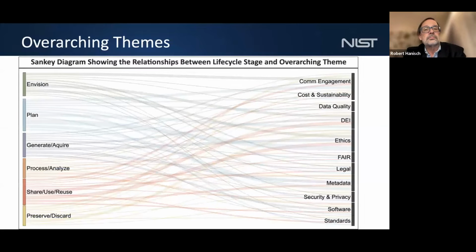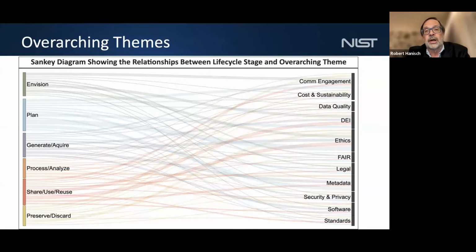Next slide. Here's just to give you an idea of some of the overarching themes and how they map to the various life cycle stages. So things like cost and sustainability permeate diversity, equity, and inclusion, ethics, the FAIR principles. Metadata is pervasive, as should be no surprise to participants in this sort of a meeting. Standards, software, security, and privacy.